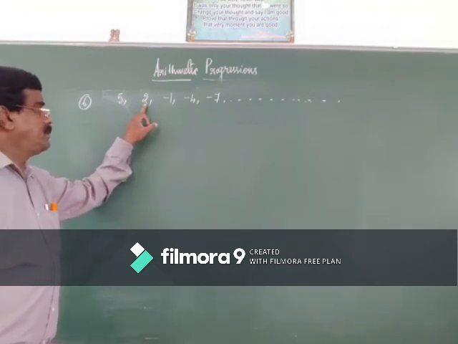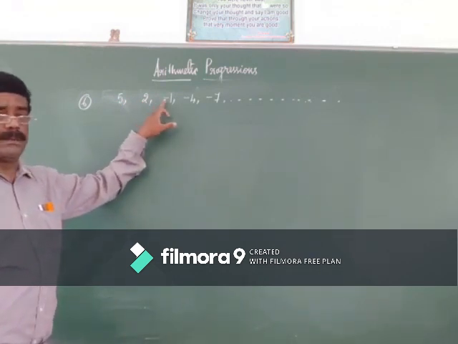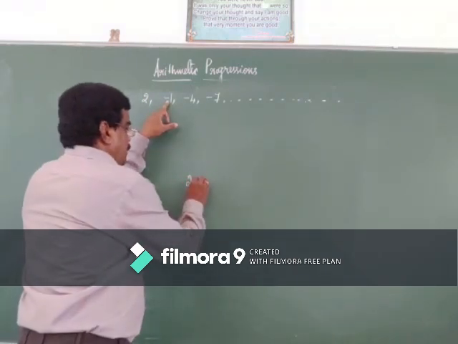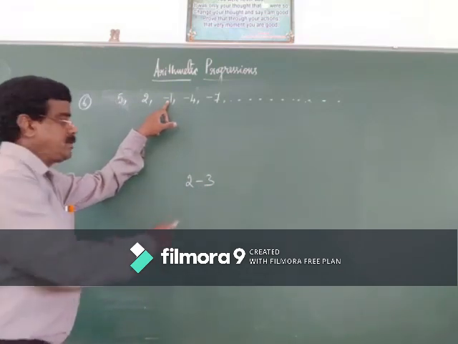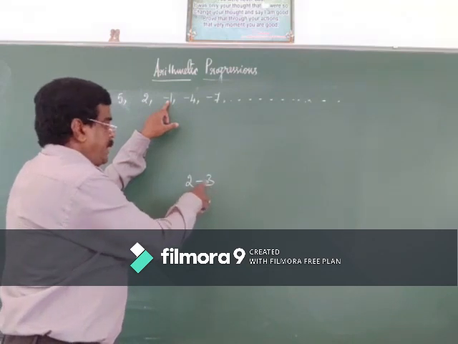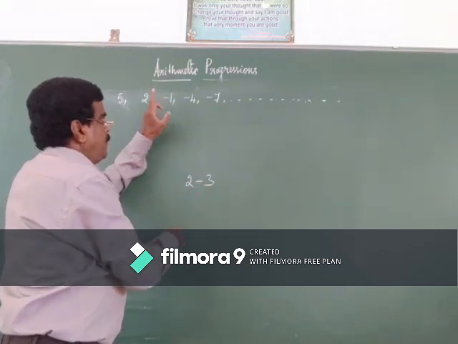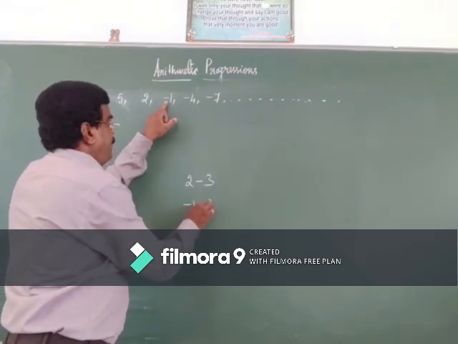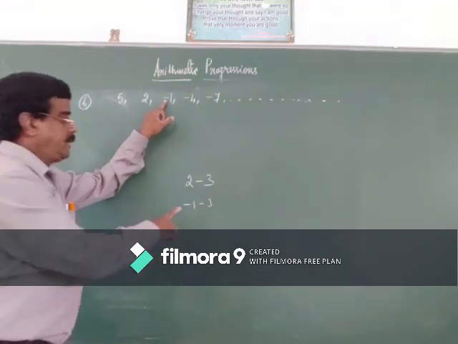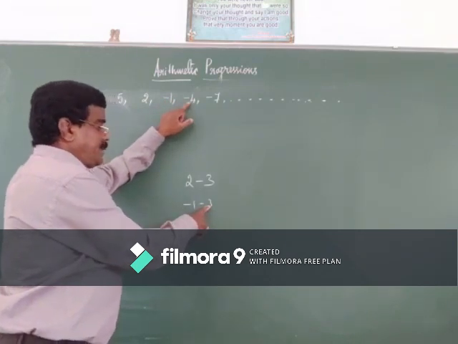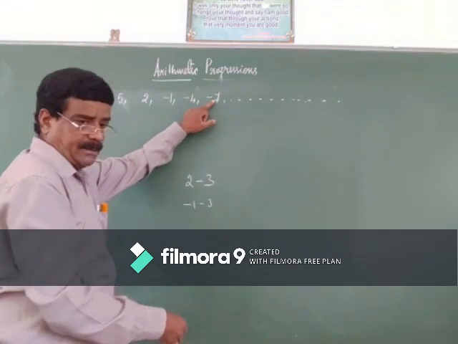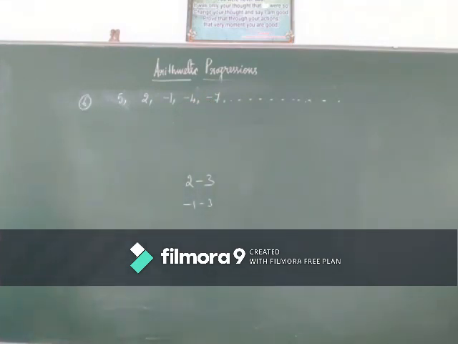2 minus 3 is what? Minus 1. Because the difference of 3 and 2 is 1, but 3 is greater than 2 and contains the negative sign, so negative 1 will come. Then minus 1 minus 3 means both are the same sign, and same sign means you have to add. That is 1 plus 3 becomes 4. Again 3 is greater and contains the negative sign, so negative 4 will come. Similarly, this is minus 7. Like that we will be getting the terms.